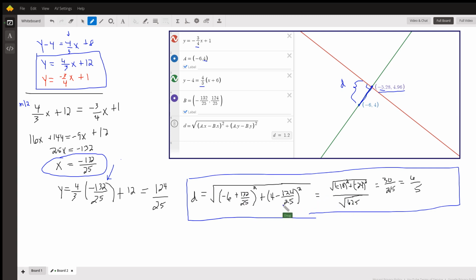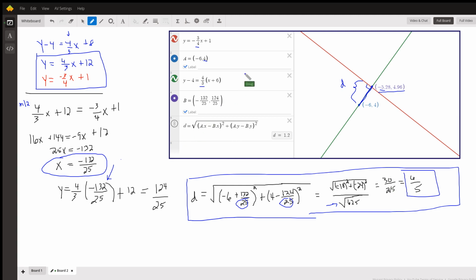I just pictured squaring the 25 and taking the square root in the denominator. You get 900 in the numerator. The square root of 900 is 30. Square root of 625 is 25. There it is. Same thing.